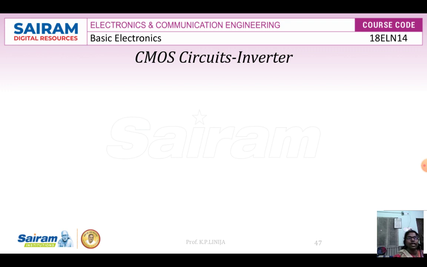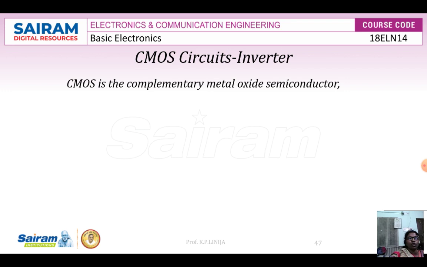Here, two enhancement MOSFETs, that is one NMOS and another PMOS, are connected as a complementary pair. In our bipolar junction transistor we have studied one NPN transistor as well as one PNP transistor connected back to back for some applications. In the same way, here the CMOS is a complementary metal oxide semiconductor, where two enhancement MOSFETs, one NMOS and one PMOS, are connected. Here the power drawn by CMOS is very small.